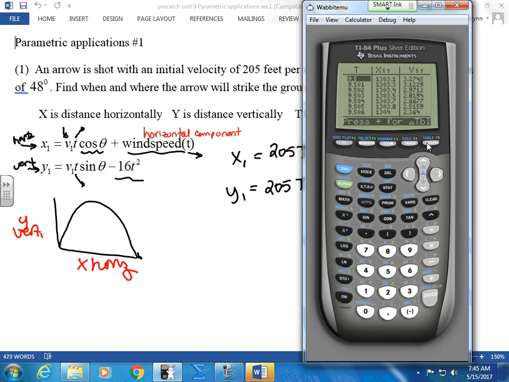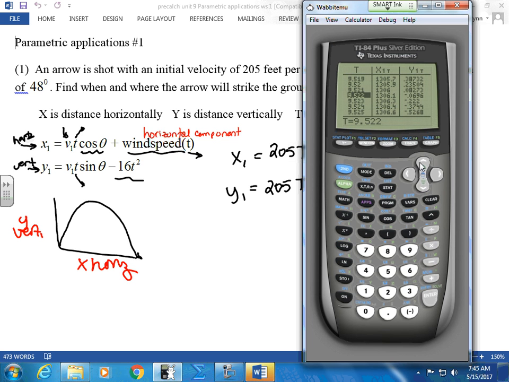Now, this is what I'm watching for. I'm watching for when this guy goes to 0, or the closest as possible. See it? I still didn't hit the ground yet at that point. I got to go one more to hit the ground. So I'm going to hit the ground right here. So that's my time.